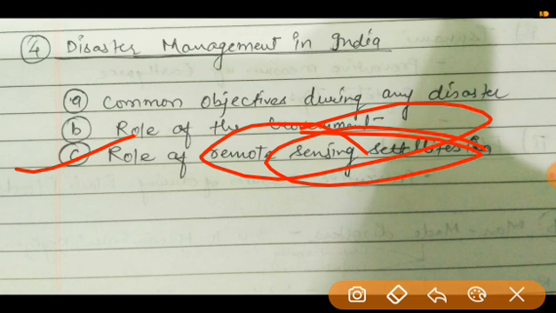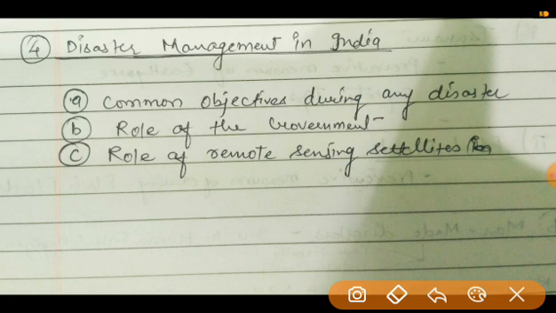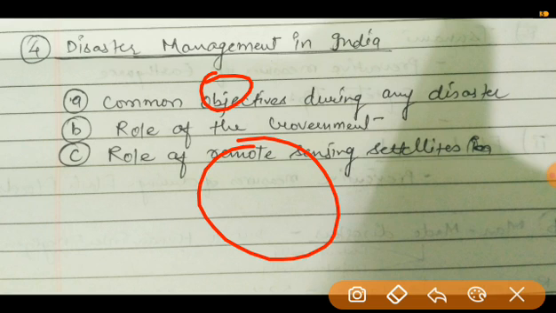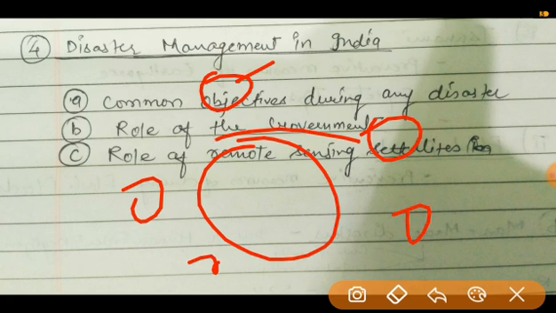You know there are two types of satellites, natural satellites and artificial satellites. So now I'm talking about the artificial satellites. Around the earth there are some satellites always revolving. Different satellites have different functions. So we are talking about remote sensing.